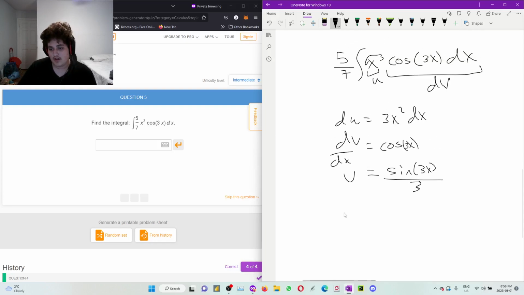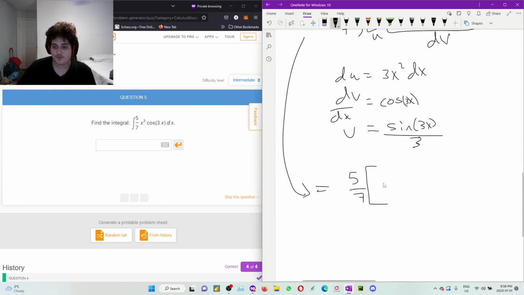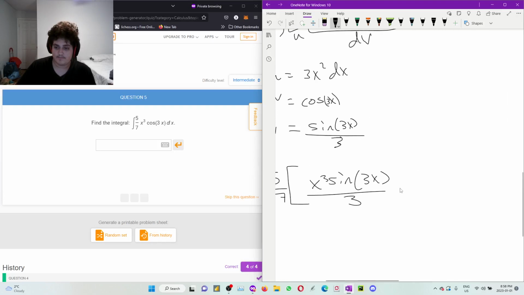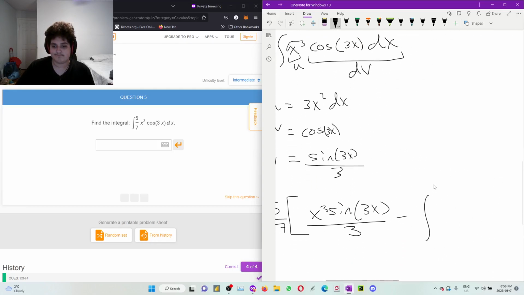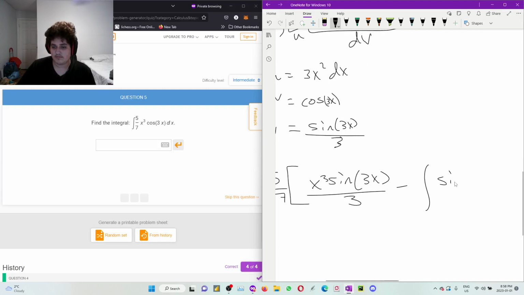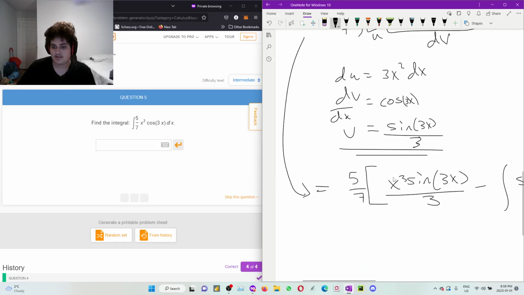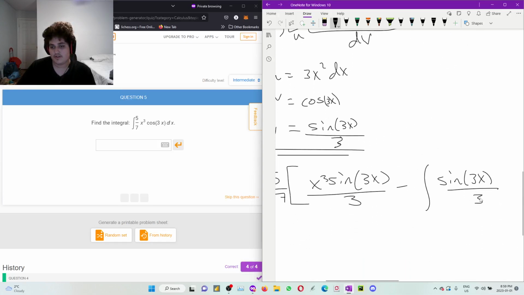So therefore our first iteration of this is going to be uv minus the integral of v du. This is v from here, and du is just, oh, the 3's cancel each other out. That's pretty cool.